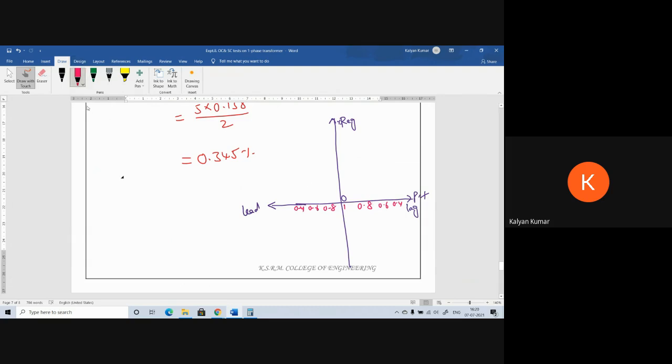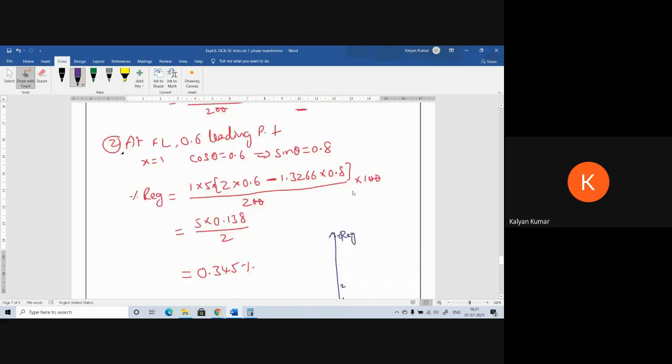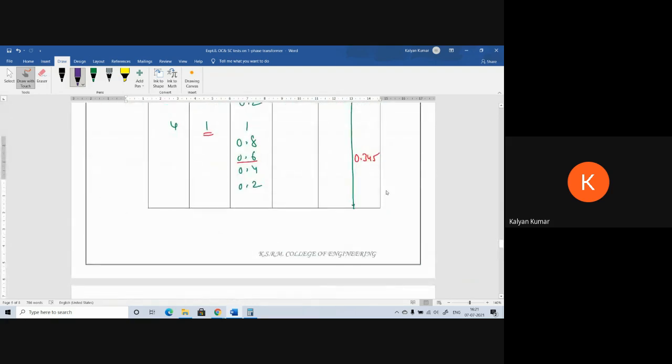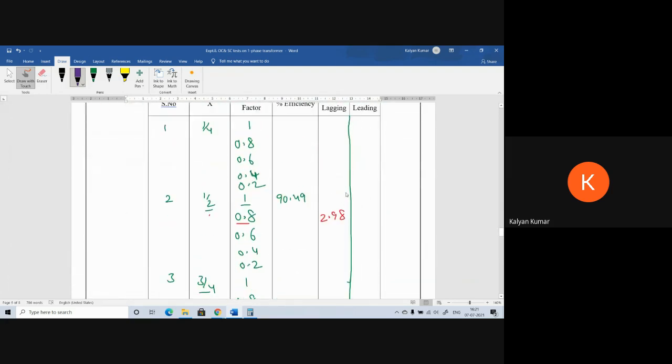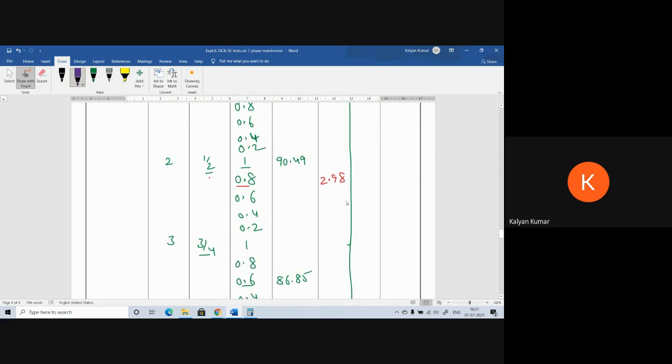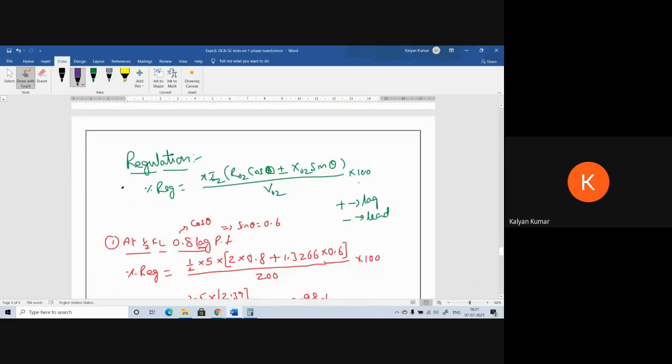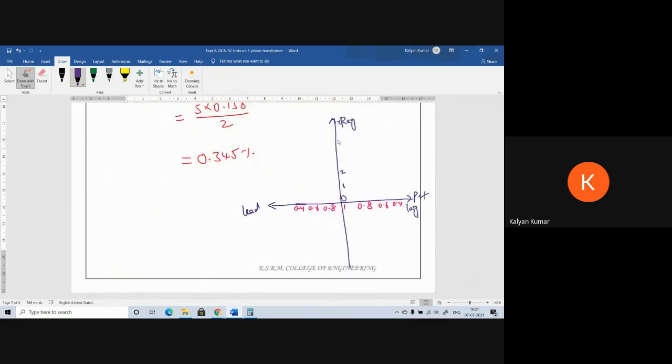And on the x-axis, we are taking the power factor. Now on the y-axis, we are going to take the regulations 0, 1, 2, like that. We are going to take the regulation on the y-axis based upon the maximum value of regulation that we are going to get. We can choose the scale. Now, from the readings, we have calculated the regulation values. These regulation values we need to represent. So at unity power factor, what is the value that we got? That value I have to represent on the y-axis.